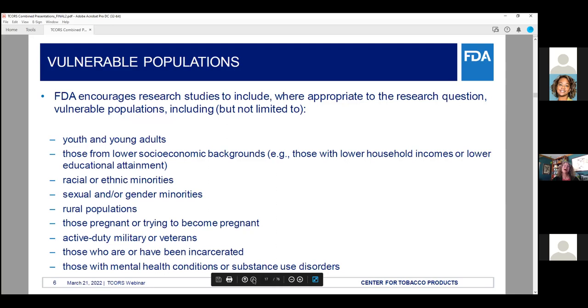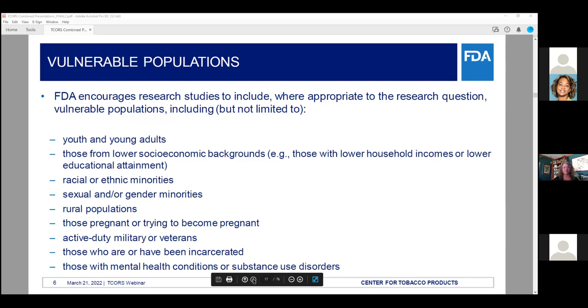So we think about the population as a whole as we work through the research that we fund. Specific to this funding opportunity announcement and to other areas of research, we encourage studies where appropriate to include vulnerable populations. This is the list included in this current funding opportunity announcement. And again, as appropriate, we encourage you to think about how you might address research questions specific to these populations.